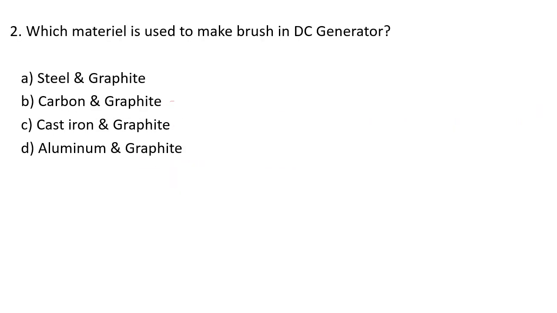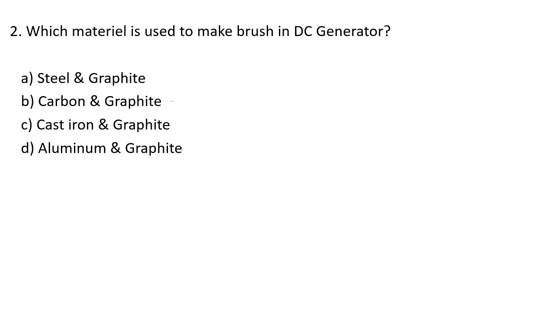So let us discuss the second question, that is, which material is used to make brush in DC generator? Here you can see four options. Option A, steel and graphite. Option B, carbon and graphite. Option C, cast iron and graphite. Option D, aluminium and graphite.